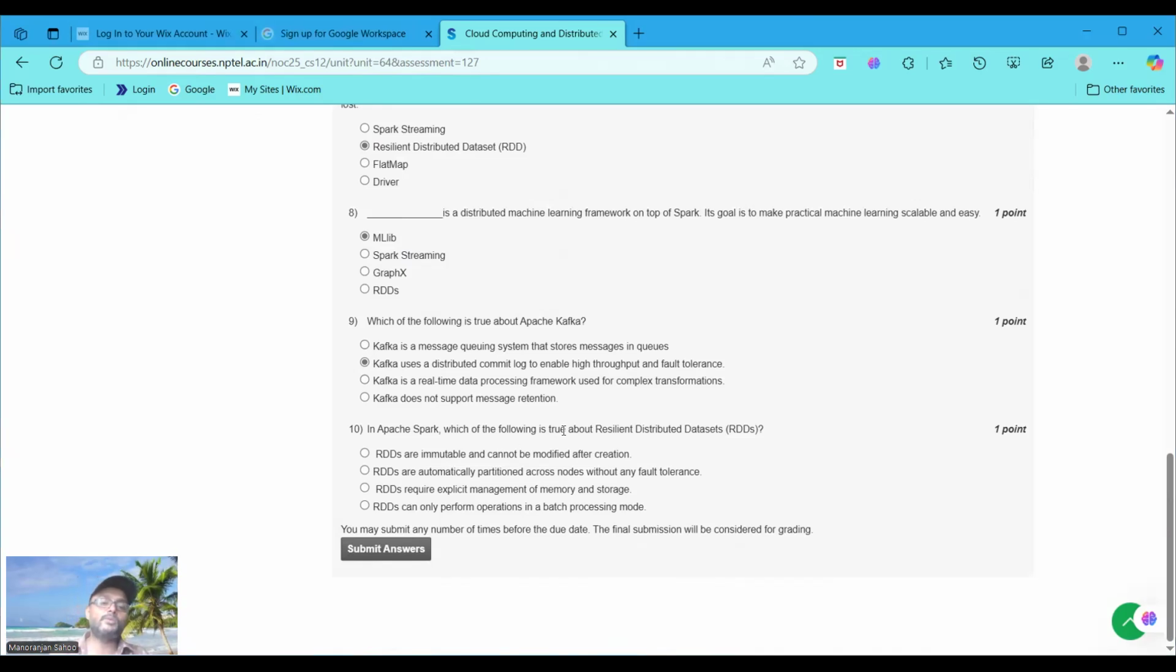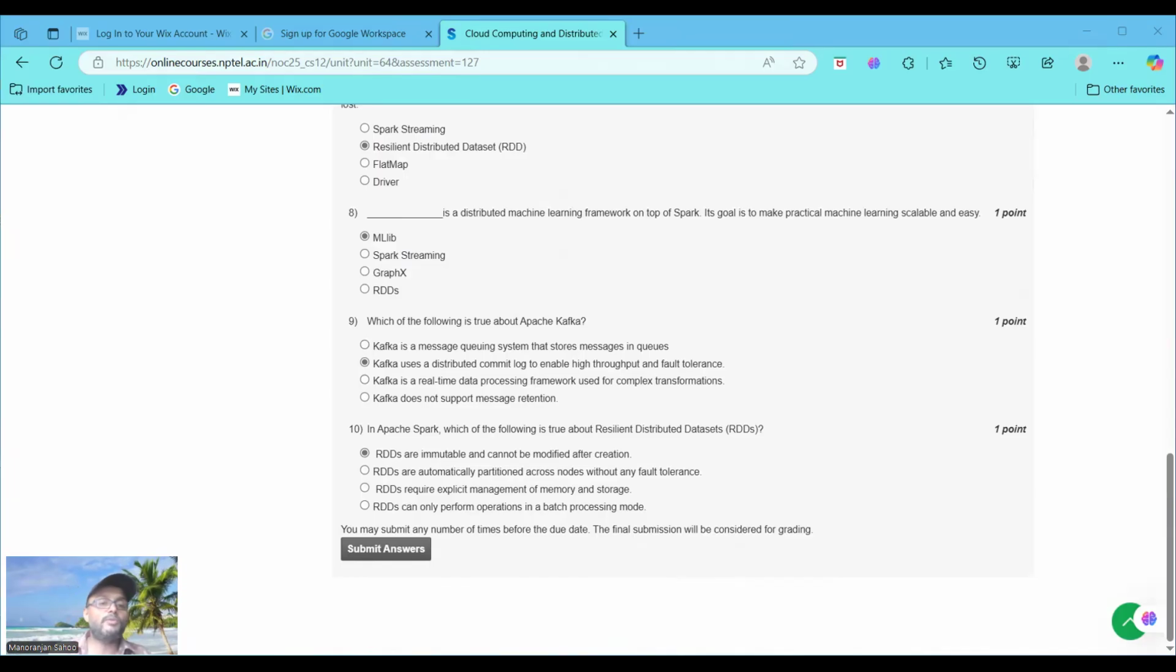Now moving to the last question. In Apache Spark, which of the following is true about resilient distributed datasets? The following is true: RDDs are immutable and cannot be modified after creation. Got it?